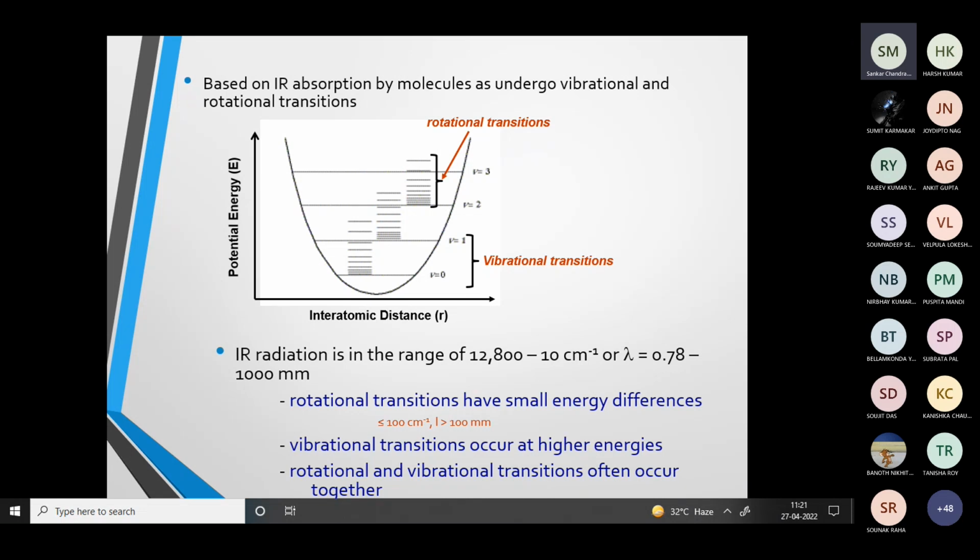Is it clear? So infrared radiation is within the range of 12,800 to 10 centimeter inverse. But if you try to take the whole range, it is very clumsy and very tedious to identify. So we consider only 400 to 4,000 centimeter inverse. From there we get different information which is important for our analysis.